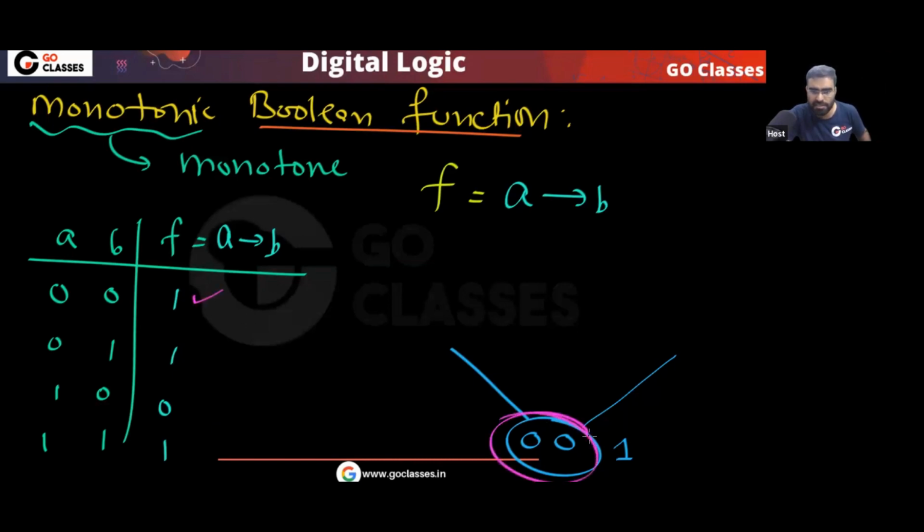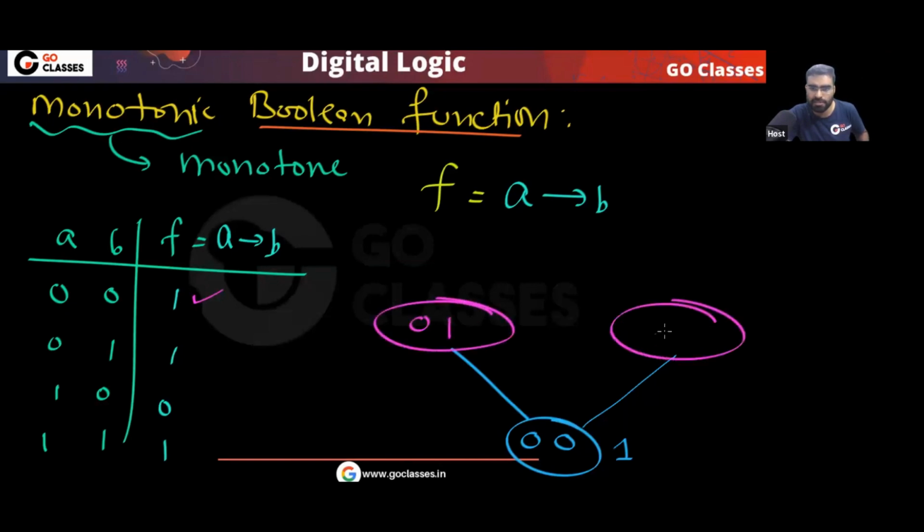Now let's increase this by changing a single input from 0 to 1. What will you get? You will get this. Now you tell me. But you can notice something interesting. I am increasing the input, but the function value is now 0. See what I'm doing. Notice here. I am increasing this input combination by changing a single input from 0 to 1.